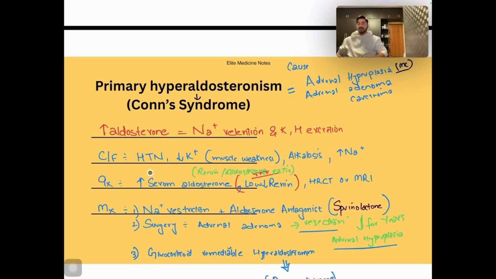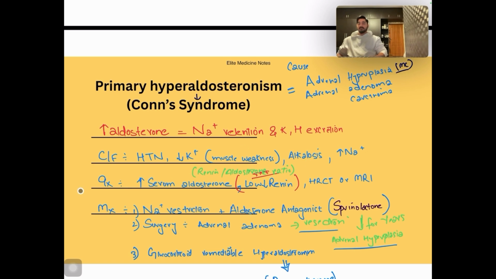So these are the clinical features of primary hyperaldosteronism. The patient will have hypertension and reduced potassium. The normal value you should be aware of is 3.5 to 5.5 millimoles. The patient will have potassium levels less than 3.5 millimoles, which will cause muscle weakness, and due to hydrogen ion excretion, alkalosis will occur.